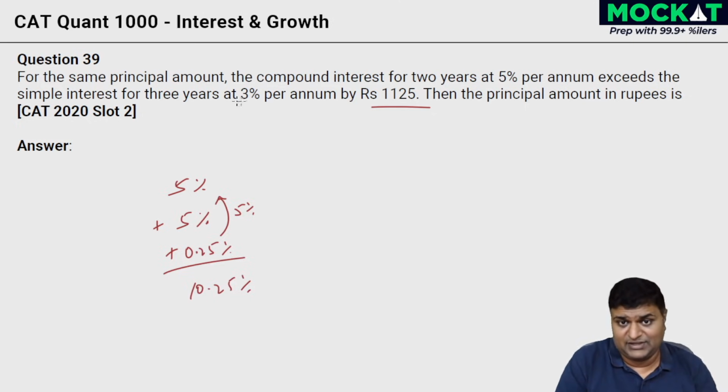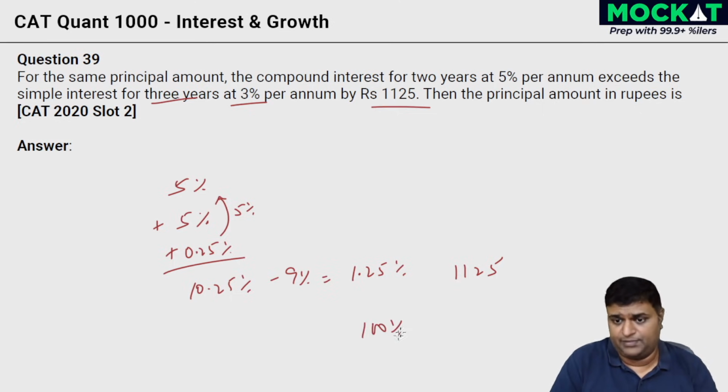What about simple interest? 3 years, 3% is a simple multiplication. 3 into 3 is 9%. Minus 9%, I get 1.25%. If 1.25% is 1125, the difference is given to me. Then what is the principal amount? Principal amount is the full 100%, right? Divide by 125. 0.01 is 1125, divide by 125. This I know, 9 into 125 is 1125.